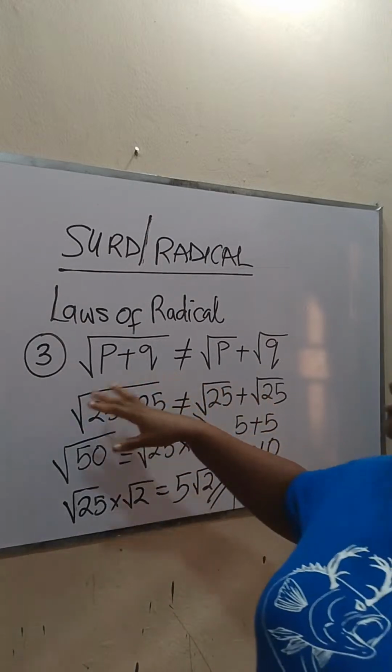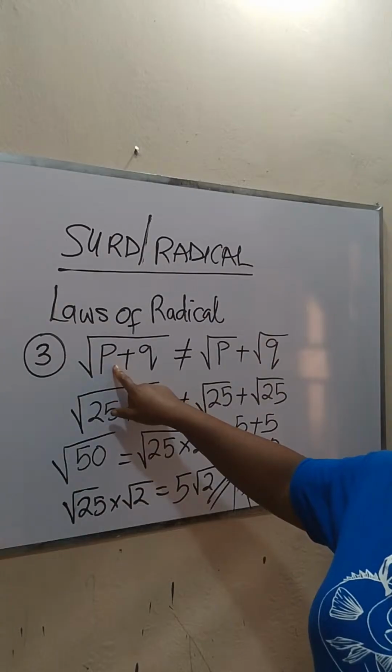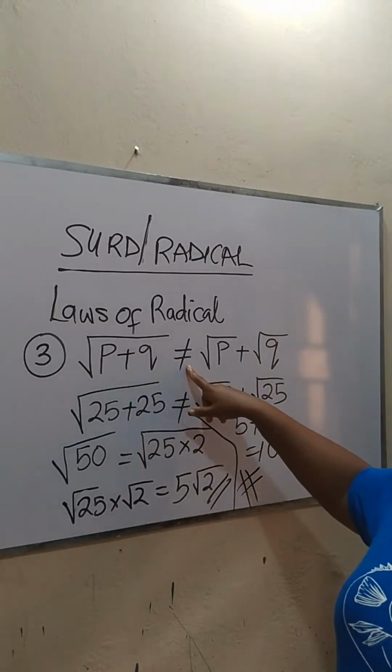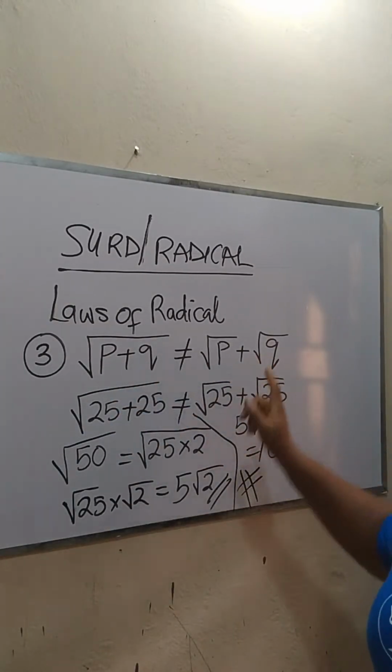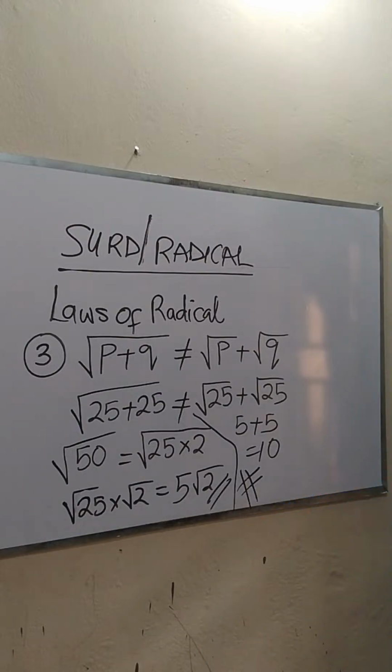So that is what the third law of radical is saying, that the square root of p plus q is not equal to the square root of p plus the square root of q. I've shown you that they are not equal, and you have to know that, okay? So go to the next rule, the fourth one.